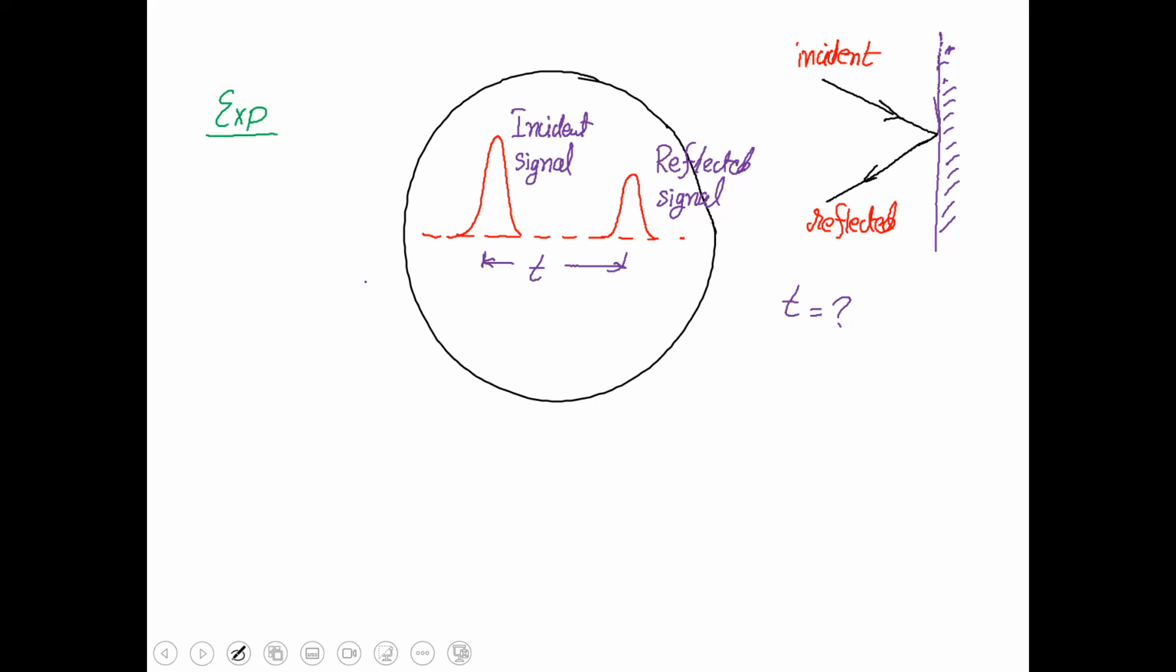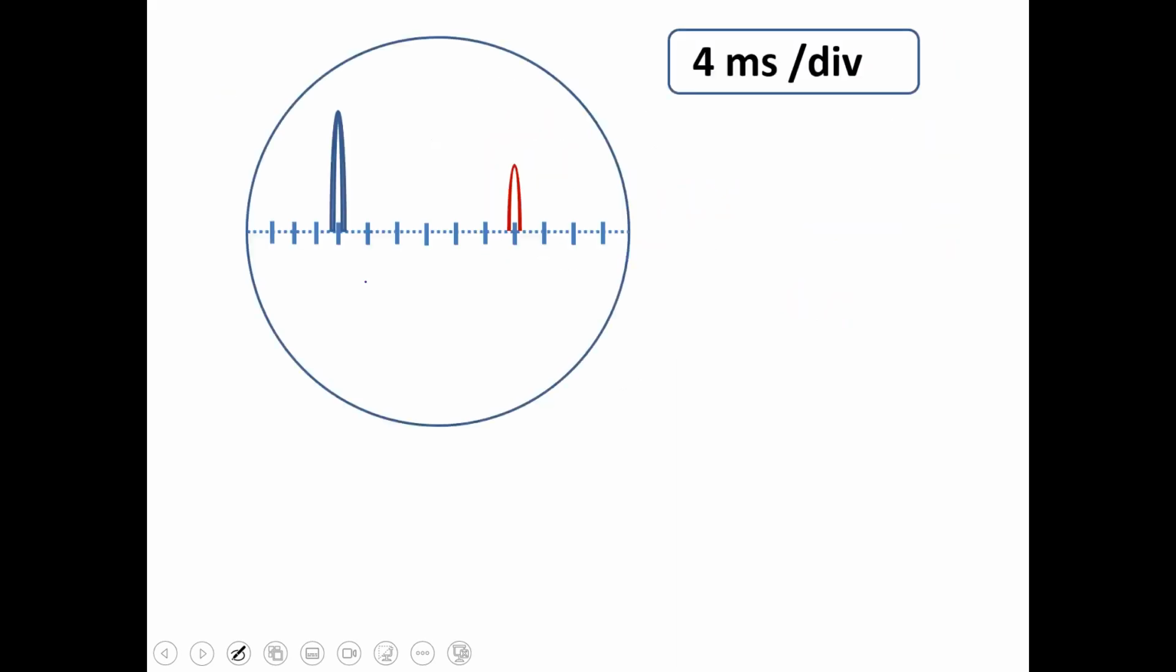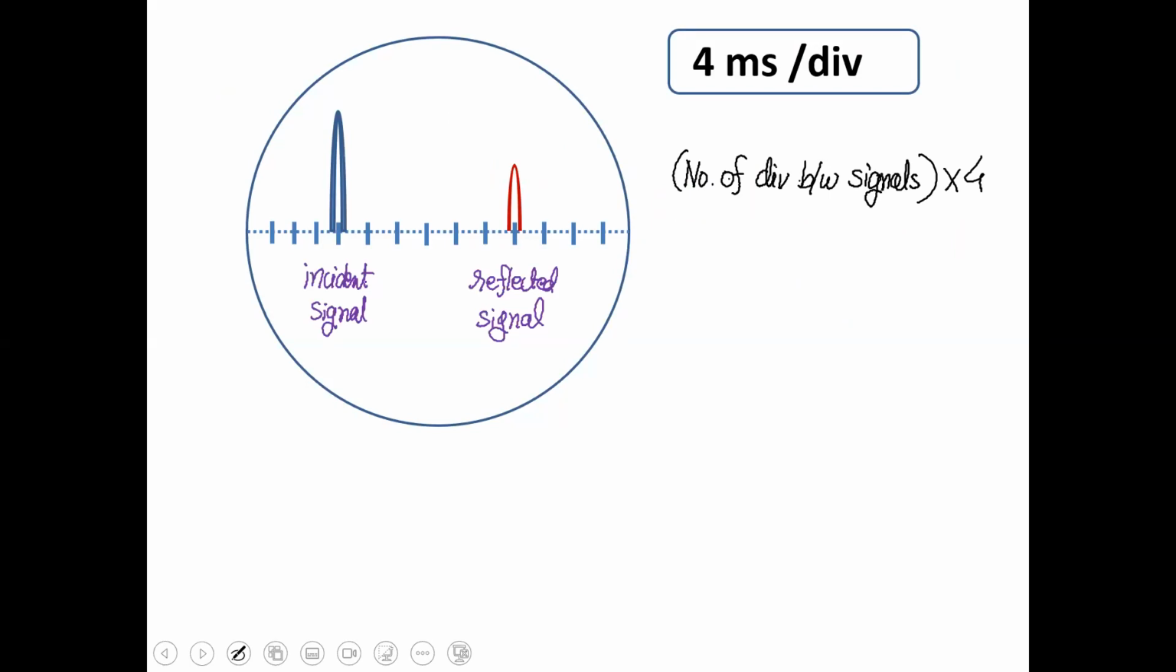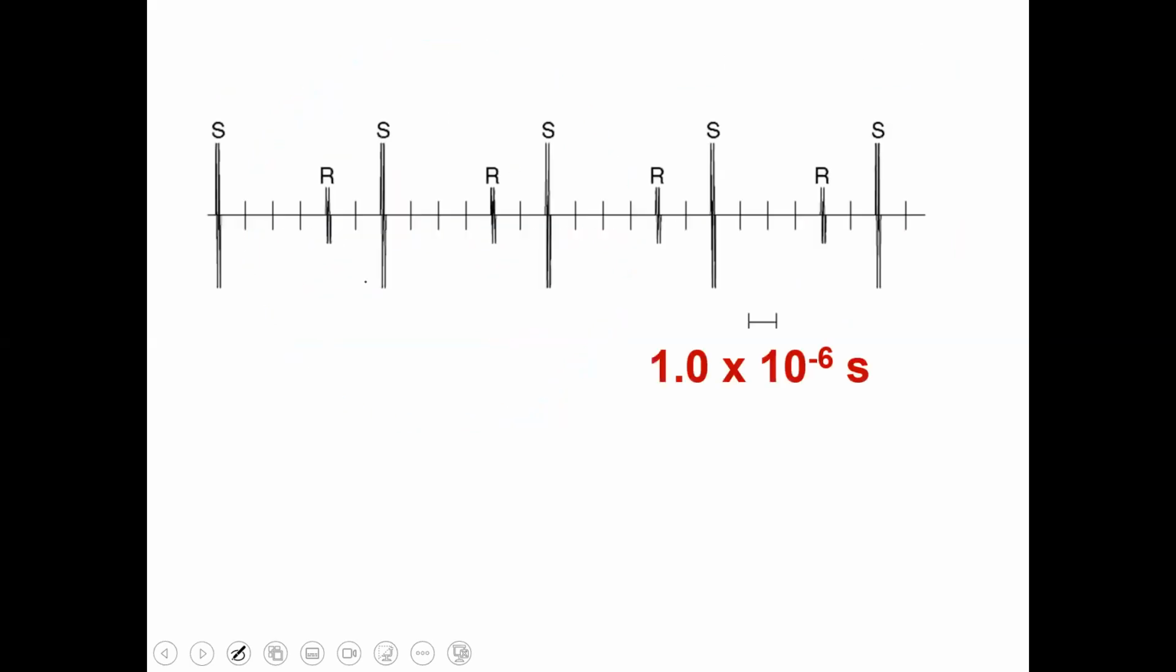Done. So when a signal reflects, this is a very short interval and the CRO can detect it to a very high level of accuracy. Again, the same thing: you have to count the number of divisions between the two signals and multiply with the scale. Number of divisions between signals into 4.